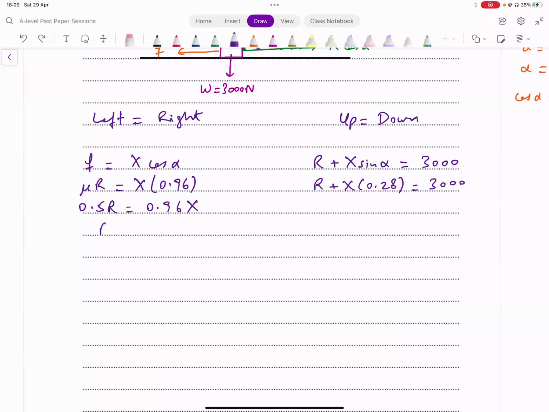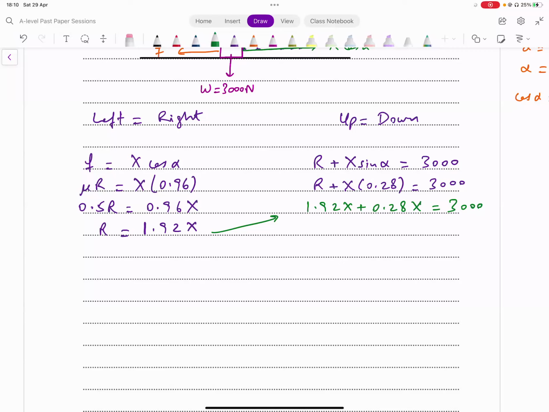Let's find the value of x from this. How can you find that? We can eliminate R from this, 0.5 जाके वहाँ पे divide कर दें. What is that going to give us? 0.96 divided by 0.5, that is 1.92x. Put this in the other equation. And that gives us 1.92x plus 0.28x equals 3000. And you can find the value of x from this and see what that turns out to be.